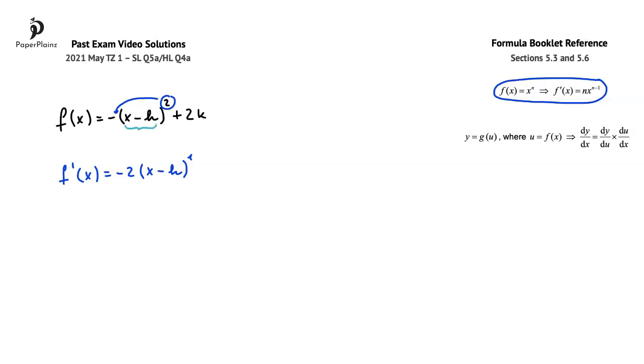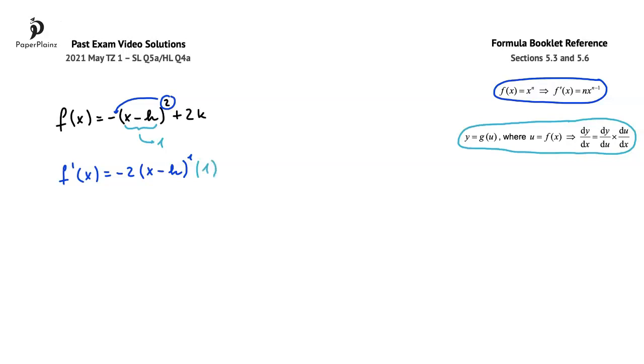In the next step, we'll work with the chain rule because we have a composite function. This is so because x - h is inside the brackets and it is squared. As I mentioned, we'll use the chain rule from section 5.6 of the formula booklet. The chain rule basically tells us that we have to multiply by the derivative of the inside function, and here the inside function is x - h. The derivative of x is simply 1, and since h is a constant, its derivative is 0. Therefore the derivative of this inside function is 1, so here we'll multiply by 1.